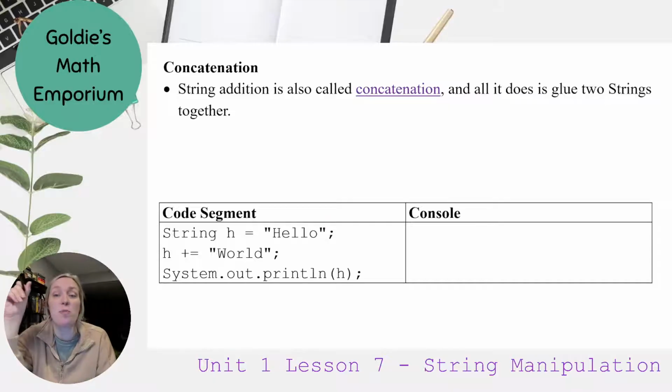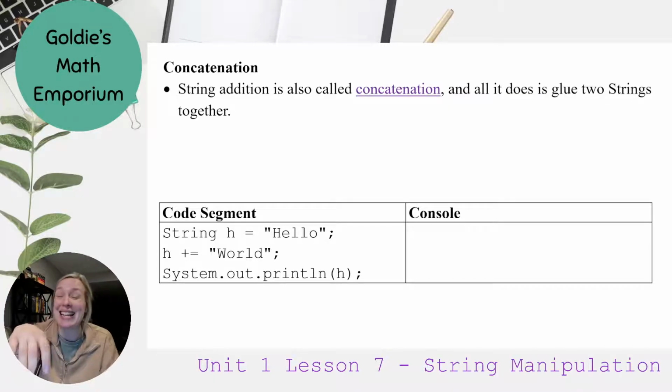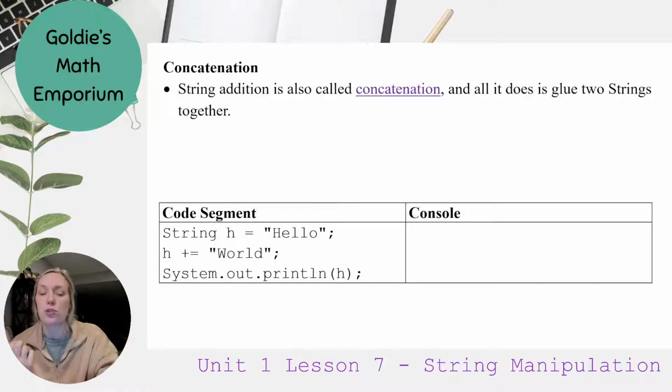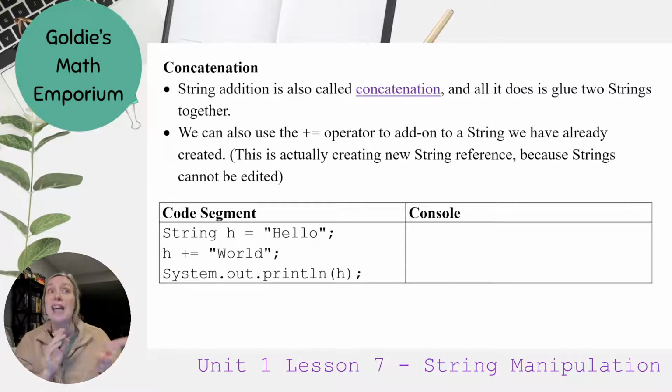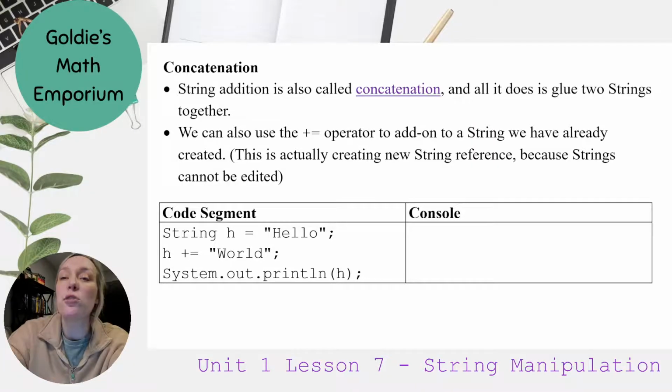We talked about concatenation before. I want to show you another way we concatenate, with our compound operators. That string addition we saw with Harry Potter plus Goblet of Fire, that was the plus sign, which was concatenation. That glues two strings together. We can also use the compound operator plus equals to add on to a string we have already created. And remember, this creates a new string reference and a new memory address, because strings themselves are not edited.